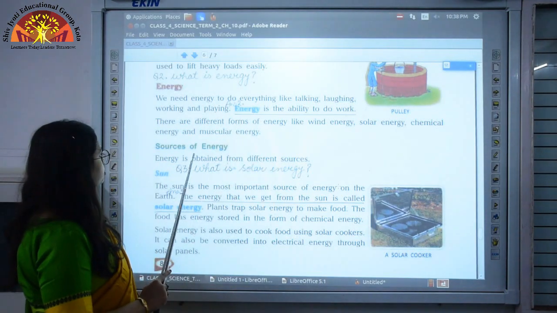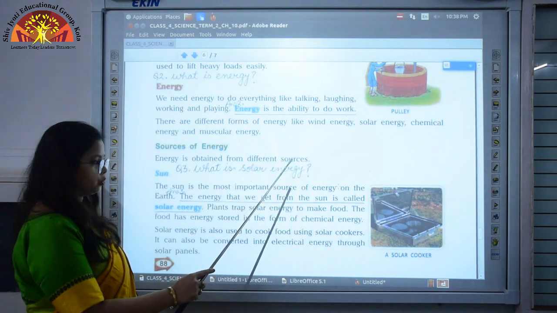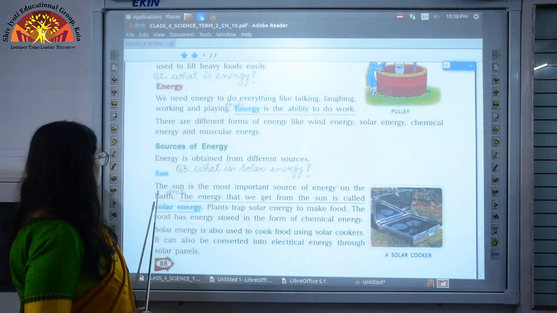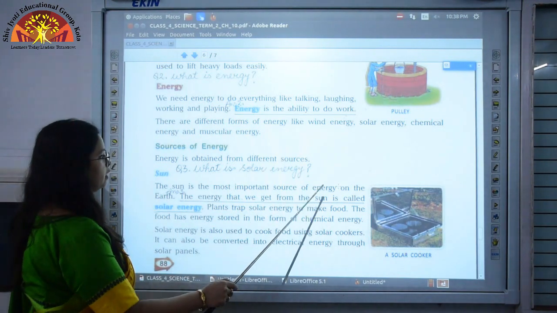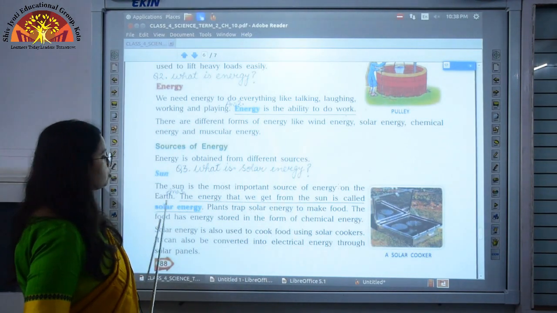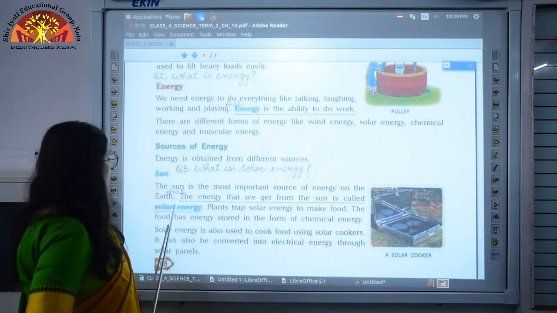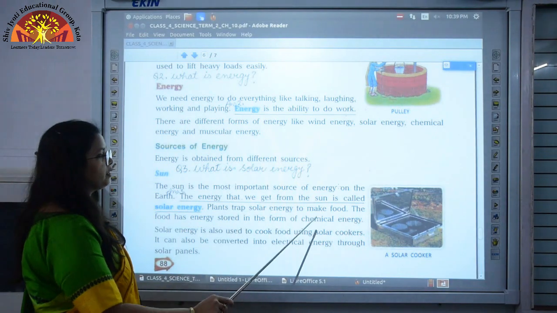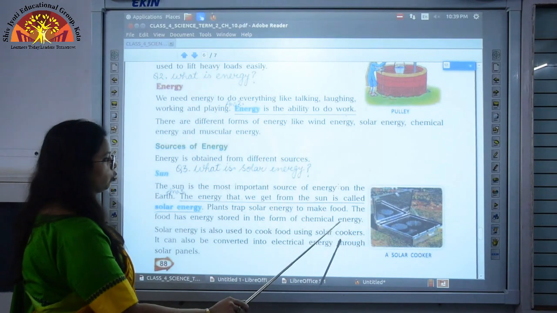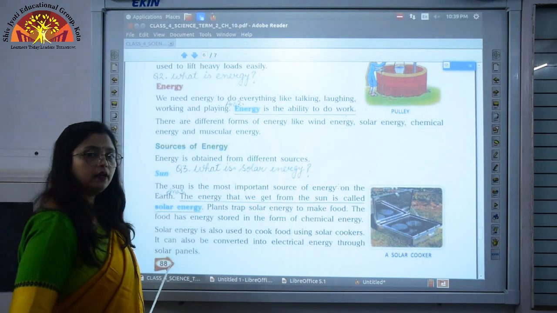Now we come to sources of energy. So children, energy is obtained from different sources. Some of the sources we will study over here. First is the sun. The sun is the most important source of energy on the earth. The energy that we get from the sun is called solar energy. Plants trap solar energy to make food. The food has energy stored in the form of chemical energy. Solar energy is also used to cook food using solar cookers. It can also be converted into electrical energy through solar panels.